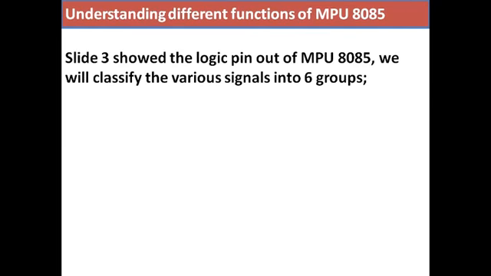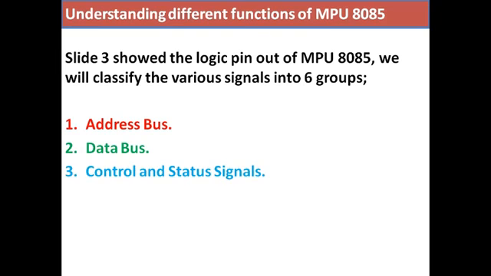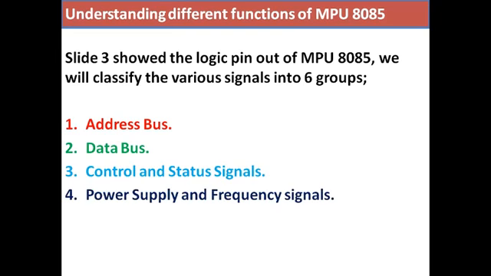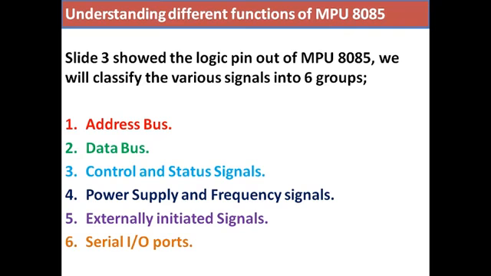Okay, we will classify those various signals basically into 6 groups. The groups would be address bus, data bus, control signal and status signals, power supply and frequency signals, externally initiated signals, serial I/O ports. So we will be basically classifying these various signals into these 6 groups.